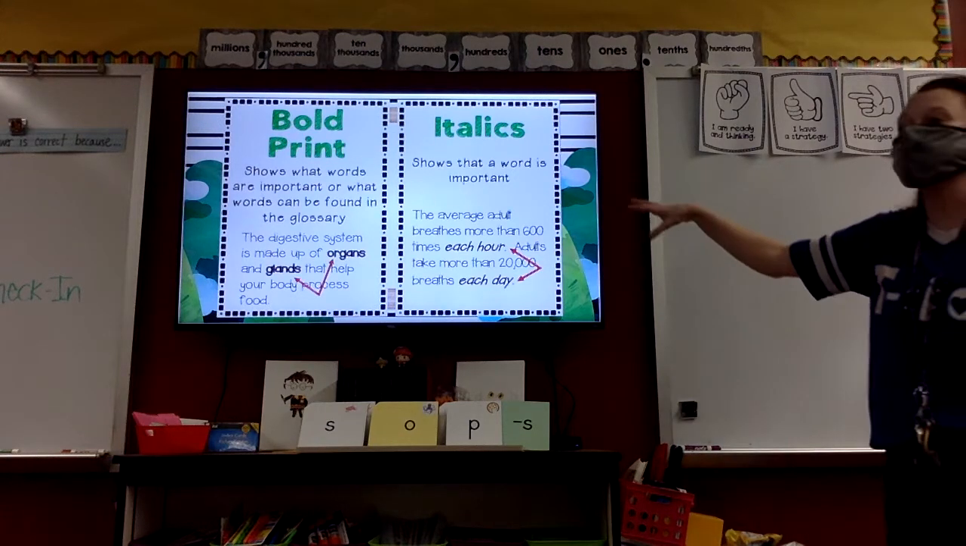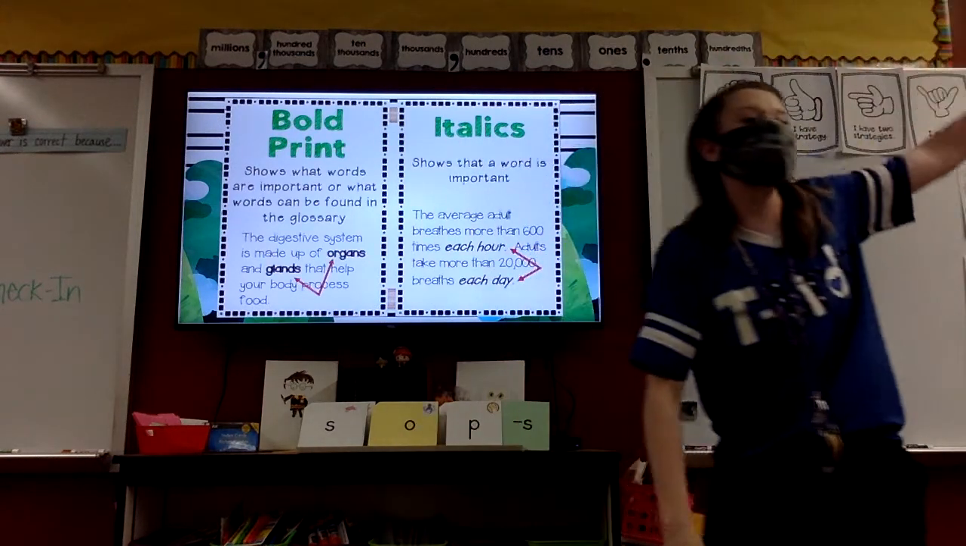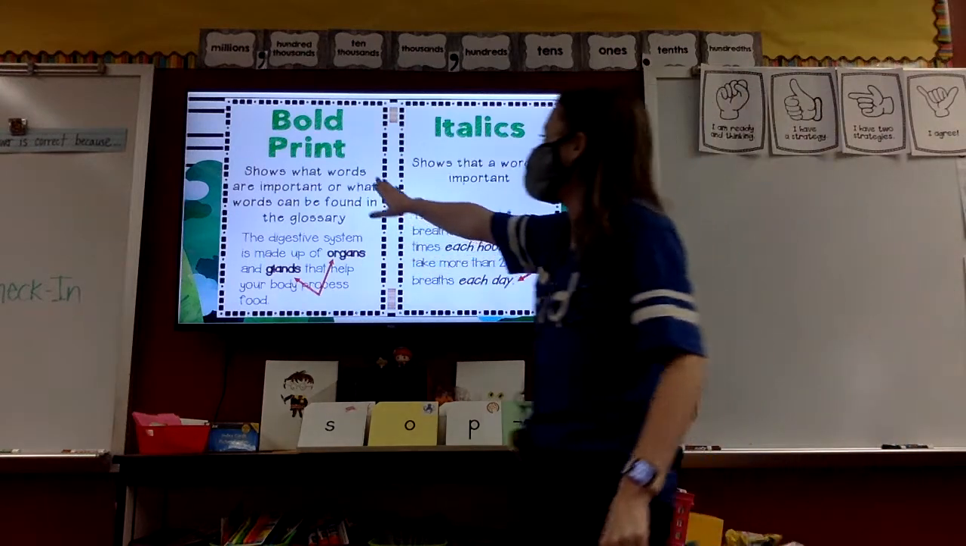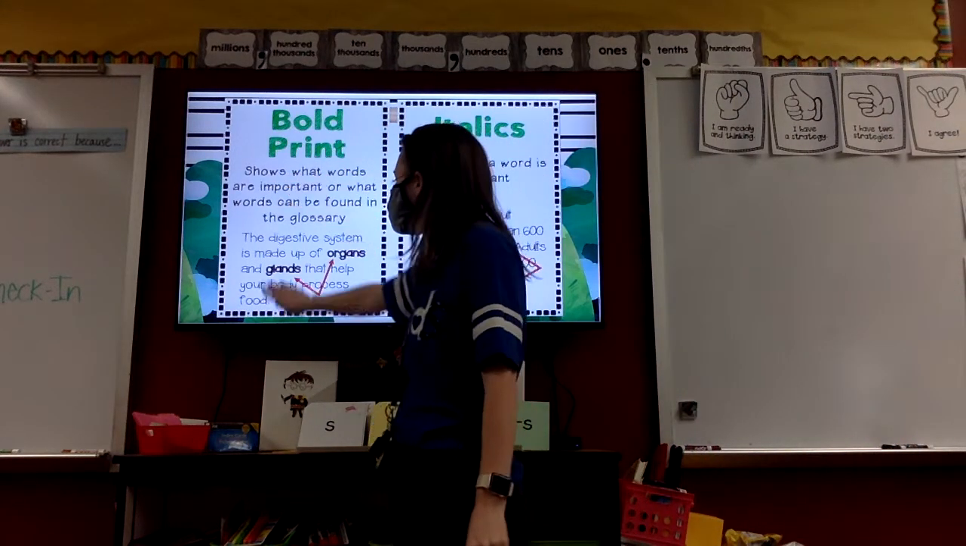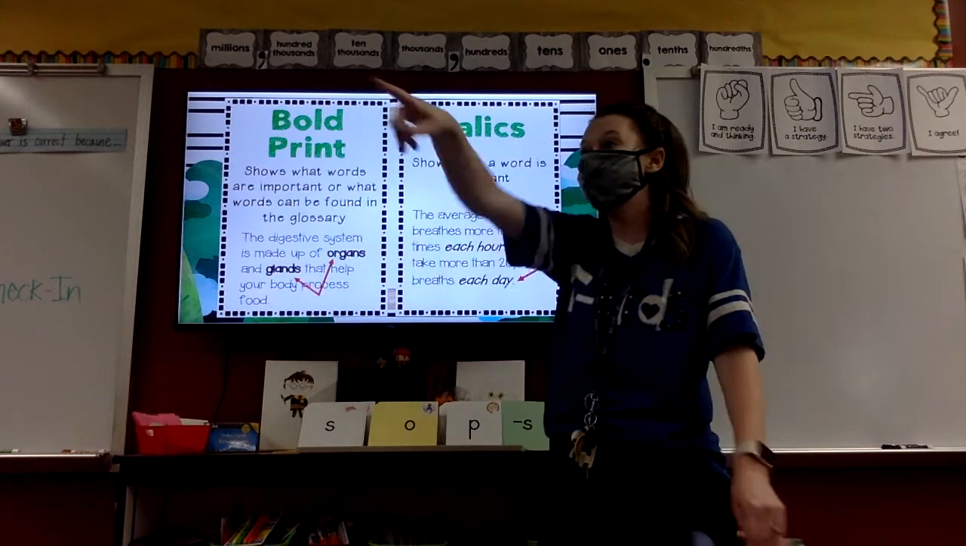You will see these types of things in both my class and Miss Trista's class. This word right here is bold print. Say that to me. Bold print. What do you think bold print is?